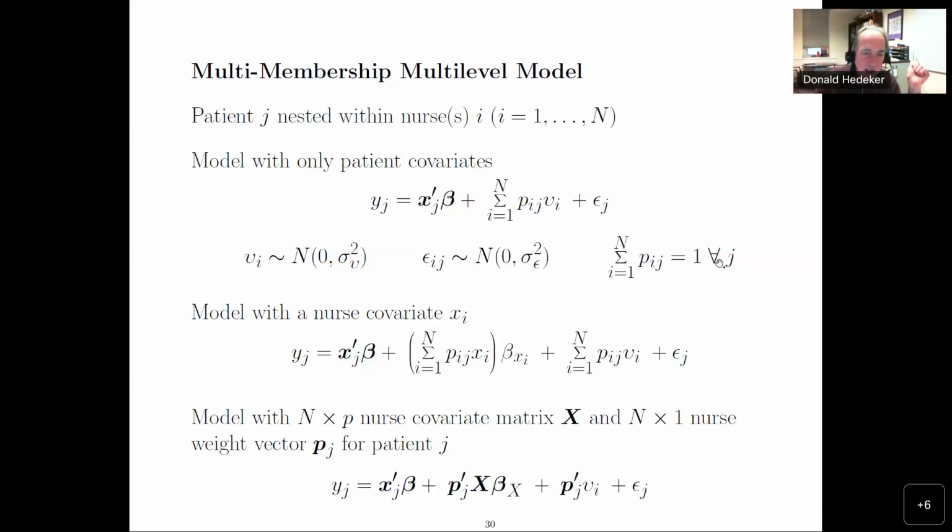Okay? Now, if I add in a nurse covariate, as I did, right, what I'm doing essentially is weighting that nurse covariate by those weights as well to get a weighted average. Okay, so this is basically what I just showed in terms of running it with SAS. We did this kind of model. You could write it in this matrix way as well. Okay.